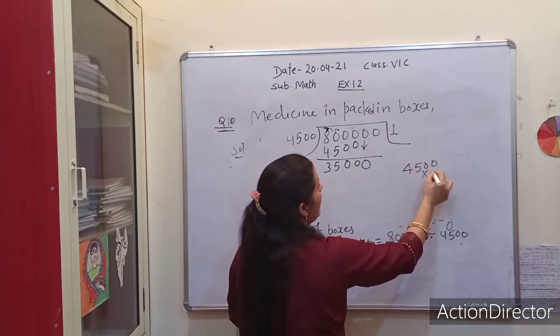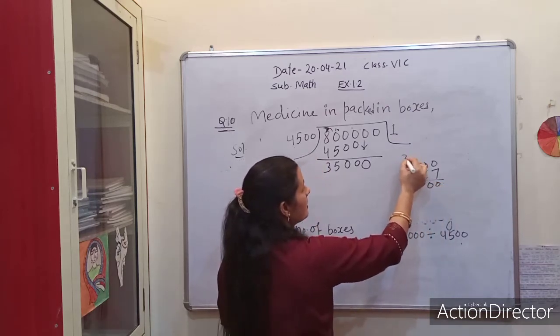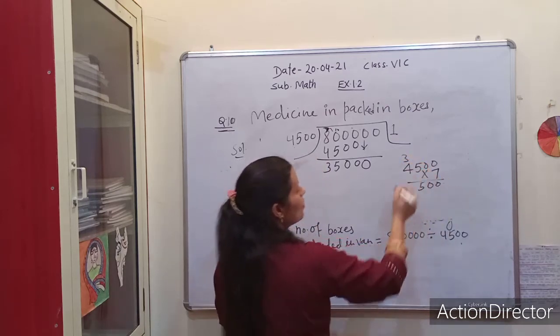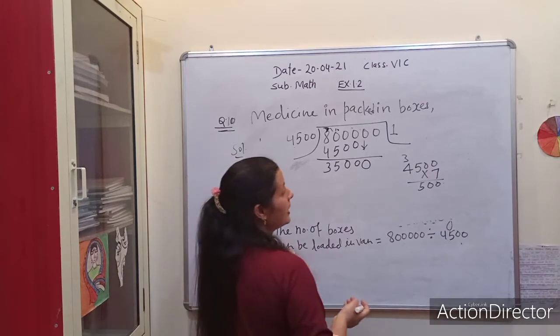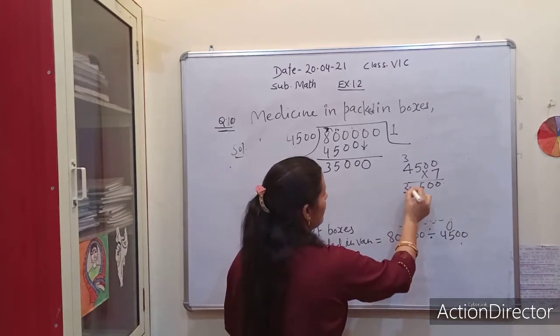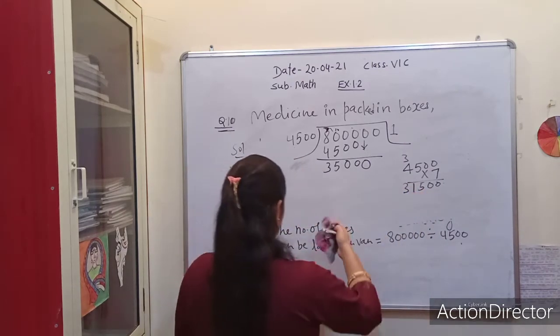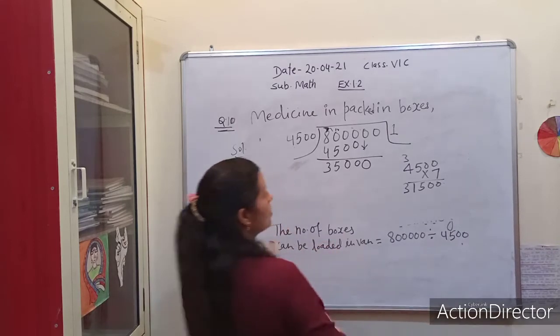4500 is multiplied by 7. 7 zeros are 0, 7 fives are 35, 7 fours are 28, 28 and 3 is 31. It will become 31,500. Okay.